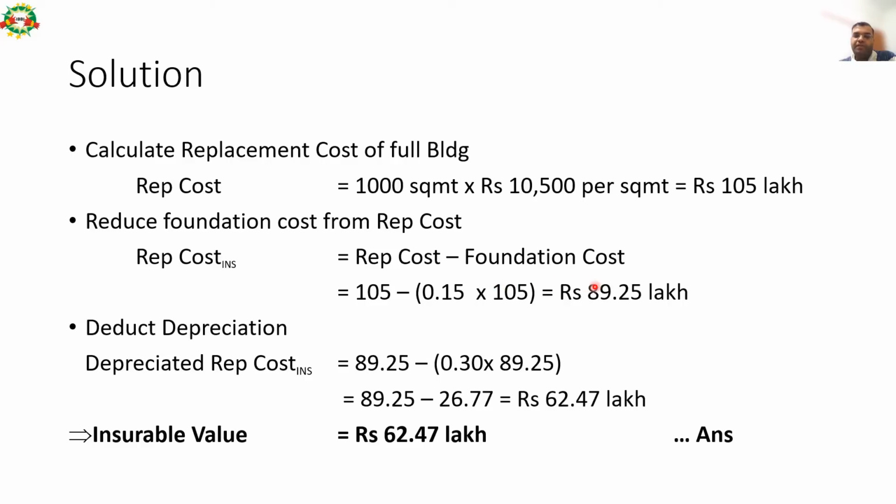Foundation cost is given as 15% of the building. Since total cost is 105 lakh, foundation cost will be equal to 15% of 105 lakh. If we deduct this 15% foundation cost from the 105 total building, then we get total building cost excluding foundation, equal to 89.25 lakh.